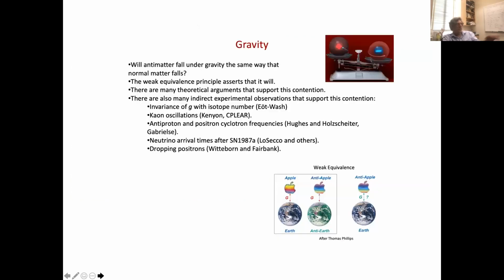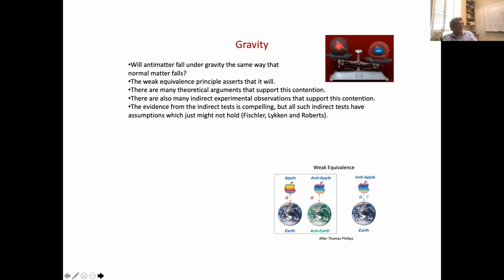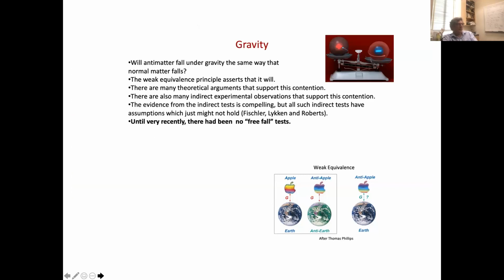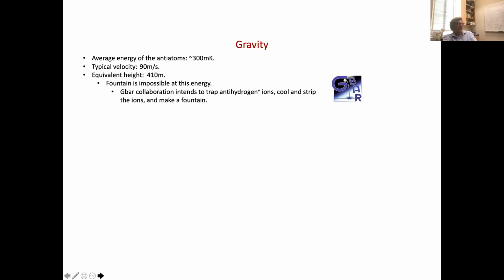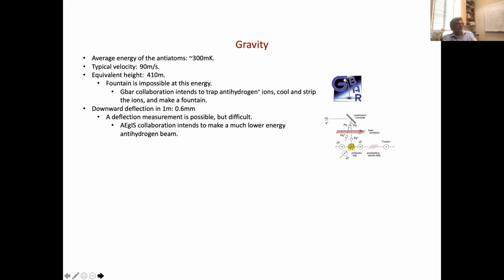Okay, these are some experiments. So again, the experiment we're doing is the one on the right. Does the anti-apple fall to our Earth? Basically, there are a lot of reasons, theory and indirect experiments, to say yes, but there have been no free fall tests. Nobody's done the Leaning Tower of Pisa test, which is what we want to do. Drop antihydrogen and see what happens. Okay, so again, that's just a summary of what I said.